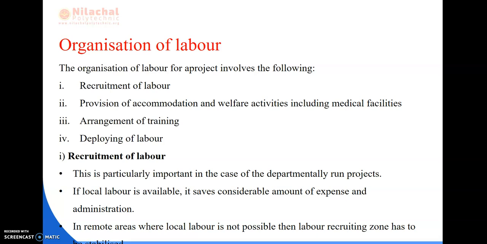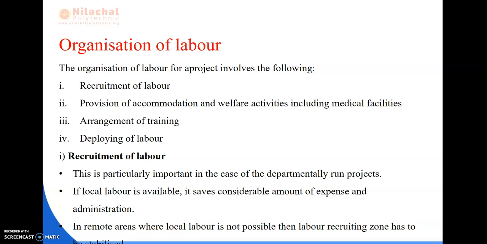Today, we will give a quick review on this. First we have read about the organization of the labor. As I have already told, there are 4 types: recruitment of labor, provision of the accommodation and the welfare activities including the medical facilities, arrangement of the training, and the last one is deploying of the labor.